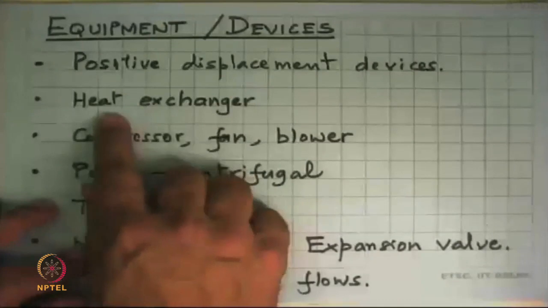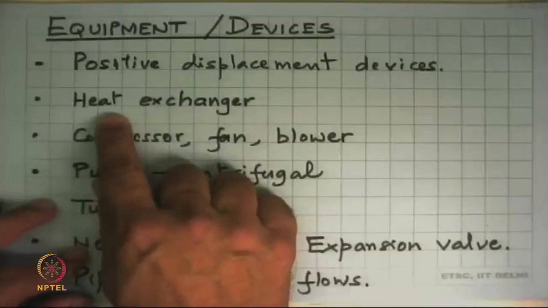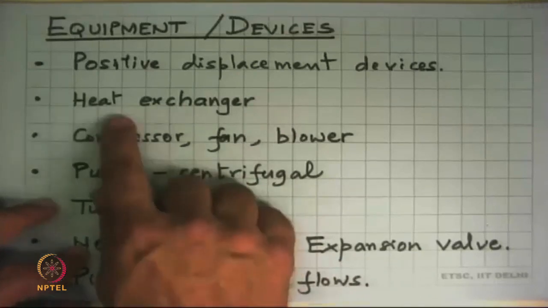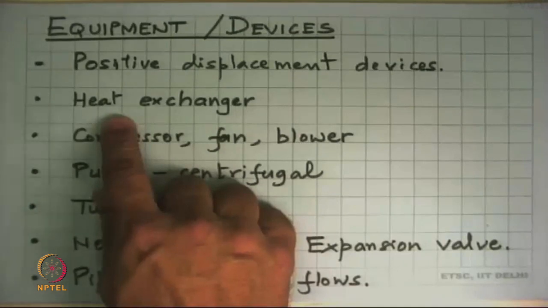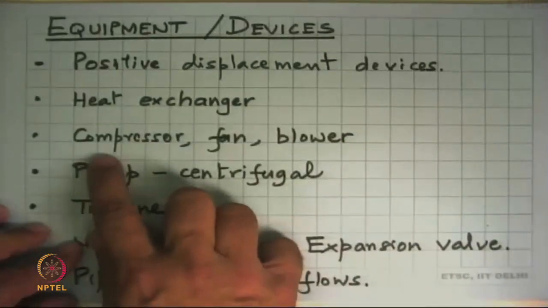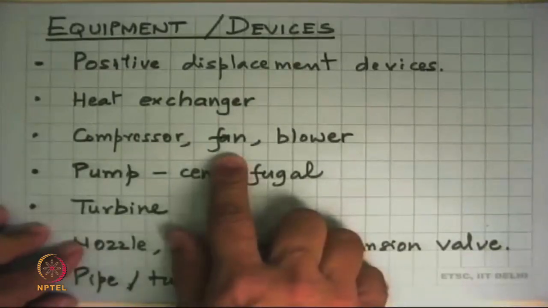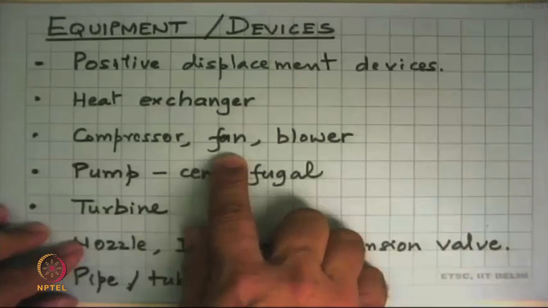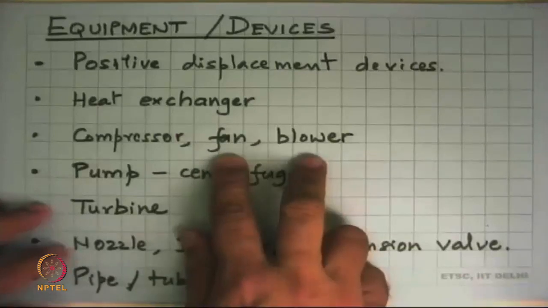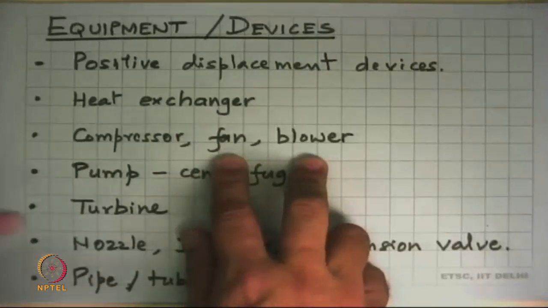The next we will look at is a heat exchanger. This is a very common device, and basically here hot fluid gives energy to a cold fluid. So the temperature of the hot fluid decreases, the temperature of the cold fluid increases. The next category of equipment we'll look at is what I listed here as compressors, fans and blowers. These are centrifugal devices which either increase the pressure of a gas or a fluid or a liquid, or they don't increase the pressure too much but deliver large flow rates.